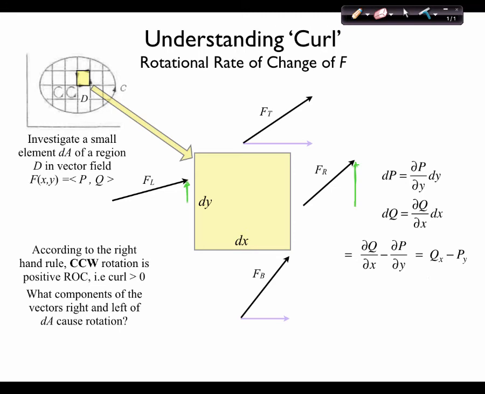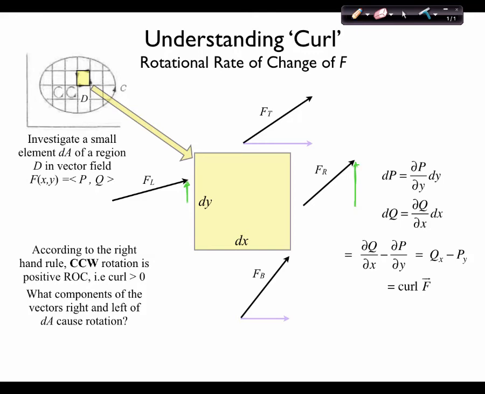When we were doing Green's theorem, we were doing the accumulation of all the bits of change by looking at the rotational rate of change: accumulation of circulation by taking the rotational rate of change times a little bit of area and adding that up. And that gave us the total circulation. So this is what we call the curl of F. The curl of F is the rotational rate of change.